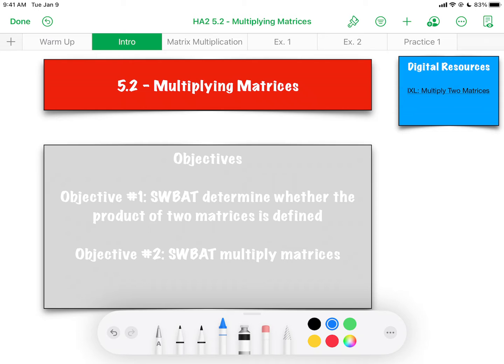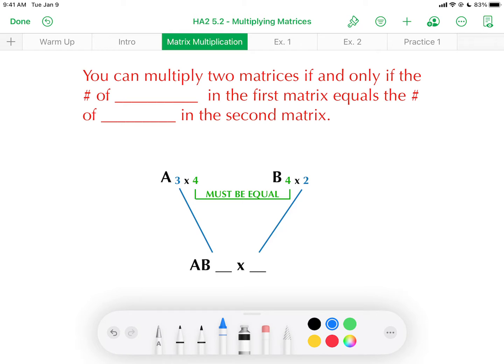Okay? Addition and subtraction between two matrices was really simple. Just add or subtract the corresponding elements. That's not how it works for matrix multiplication. Okay? So here's the rule. You can multiply two matrices if and only if the number of columns in the first matrix equals the number of rows in the second matrix.